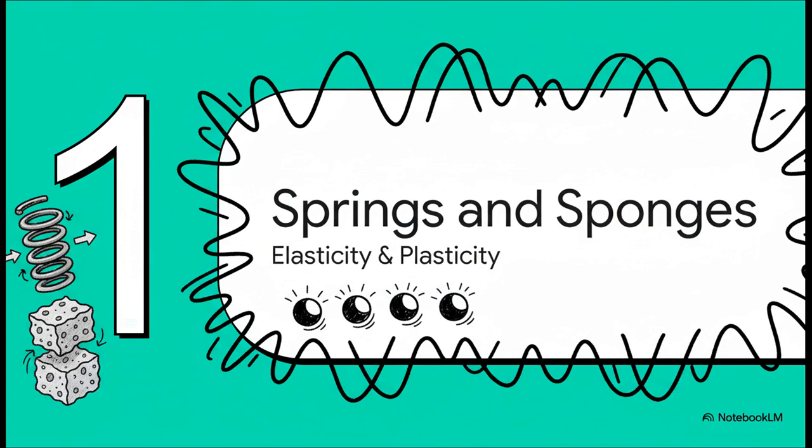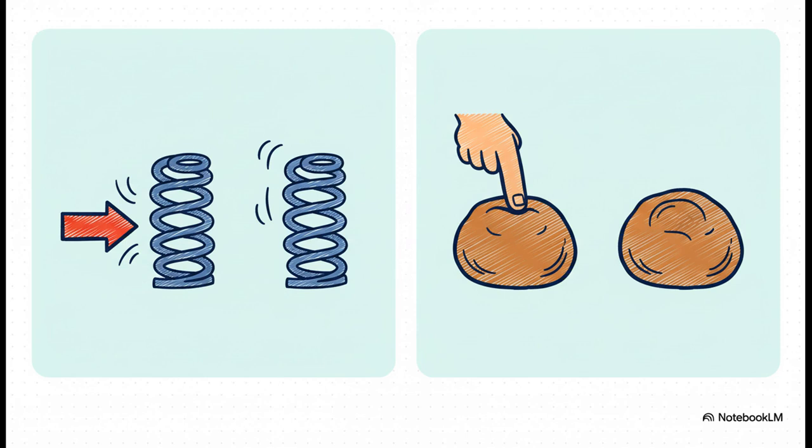All right, section 1: solids, springs, and sponges. Let's dig into the big idea here, elasticity and plasticity. So what exactly is elasticity? Well, it's basically a material's ability to bounce back, to return to its original shape once you stop pulling or pushing on it.